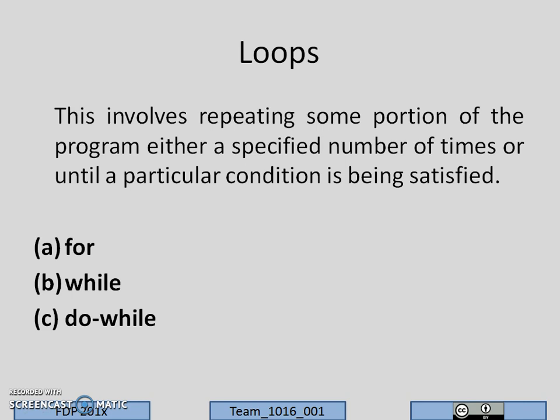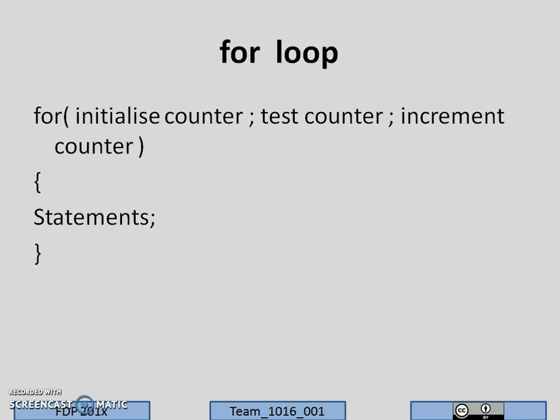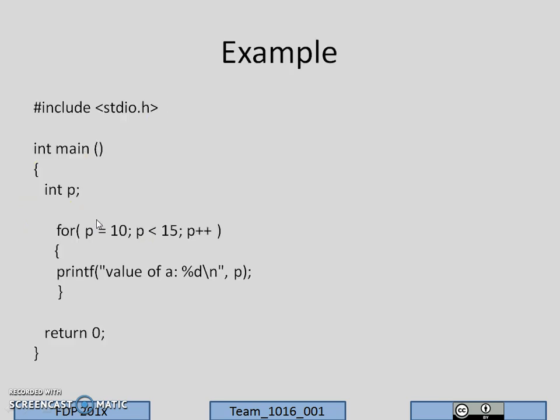So, we will see one by one these three loops. First loop is for loop. The syntax of for loop is initialize counter, test counter, increment counter. Test counter is nothing but the condition, and as per that satisfactory condition, the body of for loop gets executed.